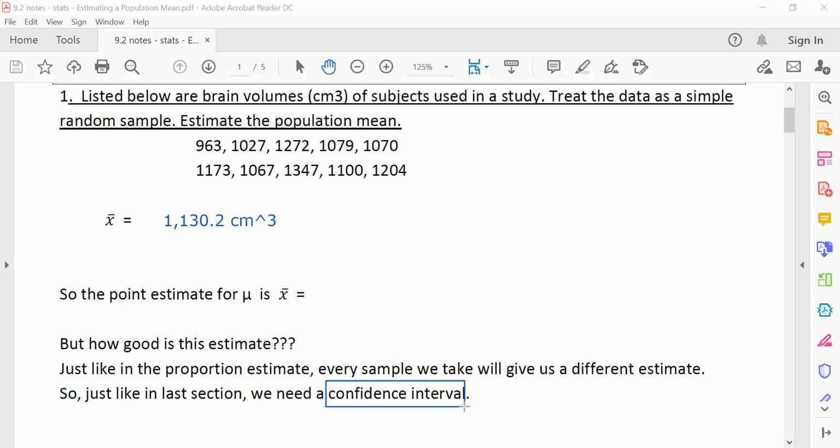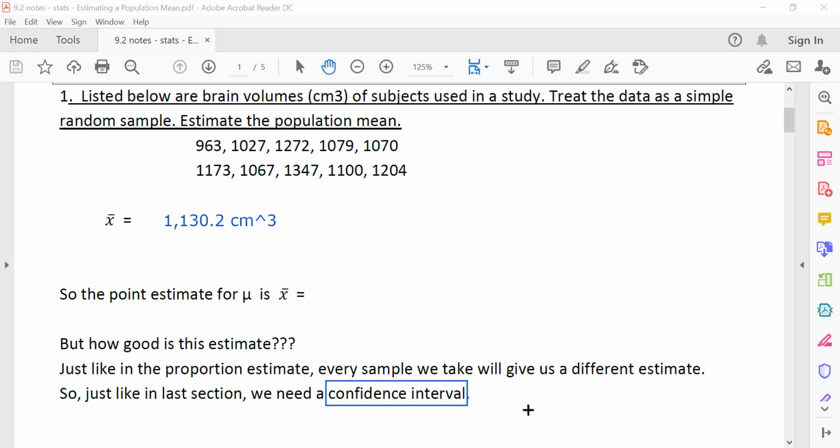I would much rather have a confidence interval. So instead of saying the average person's brain is 1,130.2 cubic centimeters in volume, I don't know how good of an estimate that is. I only had 10 brains.